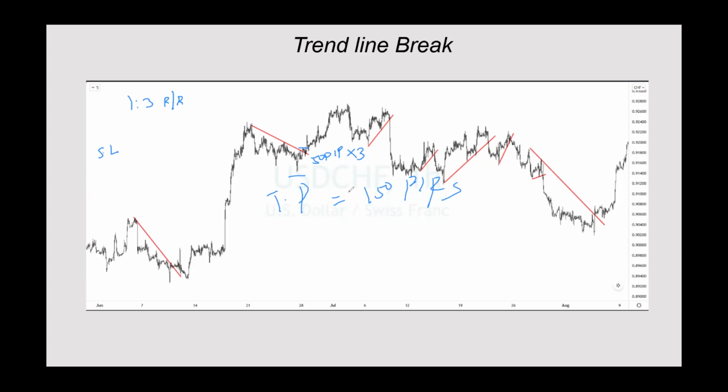And if the stop loss is 30, then your target is going to be 90 pips. If it is 25, your target is going to be 75 pips, and so on. So that's if you are using 1 to 3 risk reward.